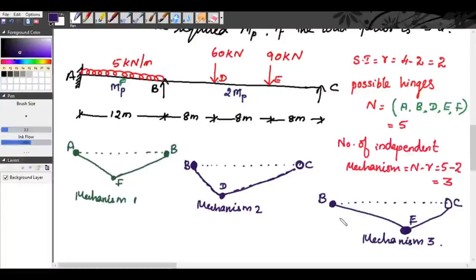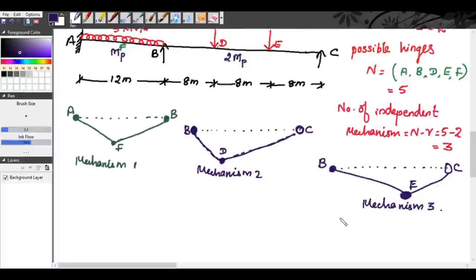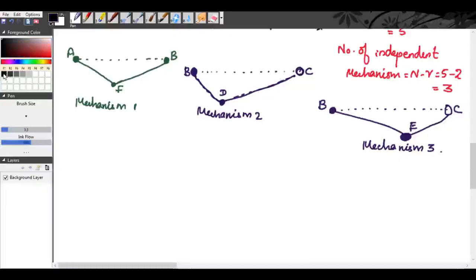Now we will take each mechanism separately and we will find the plastic moment. So our aim is to determine the mechanism. Then for every mechanism, you equate the external work done equal to internal work done. That's all. So first of all, our first case, we will take mechanism 1. So for the mechanism 1, we know how is the mechanism.